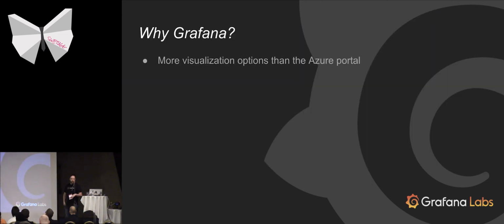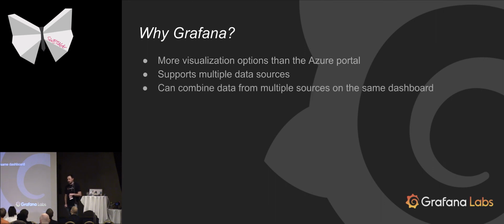So I suppose the first question to answer is why Grafana? If you have Azure and Application Insights, it has some graphs and things, but it's not like a real visualization tool. Grafana is, that's what it does. It doesn't have a database or anything. It is just a visualization layer, so there are many more visualization options than on the Azure portal. It supports multiple data sources, which means you can combine data from multiple data sources in the same dashboard. If you have a help desk system or anything, it has loads of plugins for different data sources. You can combine them in the same dashboard and show what's important to you.